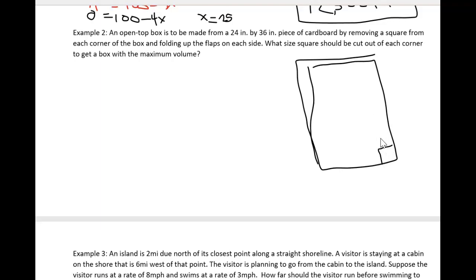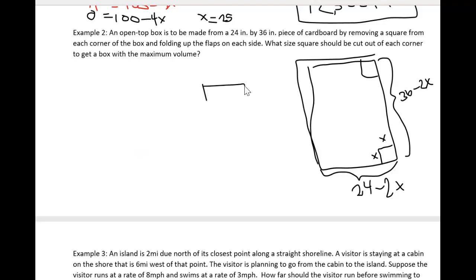So we'll do this corner because I seem to have drawn it okay. Remember, squares mean all sides are the same. And so if the length of this side is 36 and you cut a square out of each corner, the new length is 36 minus 2x. Similarly, over here, 24 minus 2x, because you're going to take an x out of each corner. So our new dimensions are 24 minus 2x, 36 minus 2x, and then x if we fold up the box.